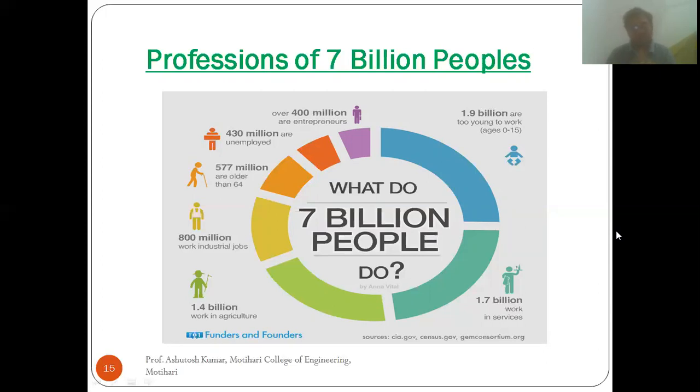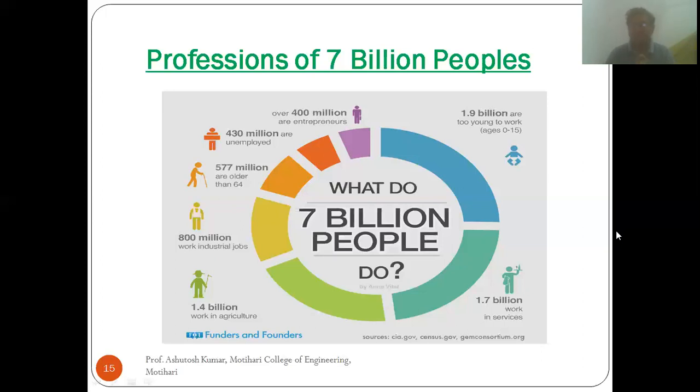So out of 7 billion, 1.7 billion are involved in the service sector. Now the next 1.4 billion are involved in agriculture. As we all know, agriculture is the world's oldest profession of mankind. So after the service sector, the second majority of the world population is involved in agricultural work. And for India, agriculture is the first profession; more than 50% of Indians are involved in agriculture. Now 800 million work in industrial jobs, like in PSUs such as power plants and electricity generation. So 800 million people around the globe are involved in an industrial job.